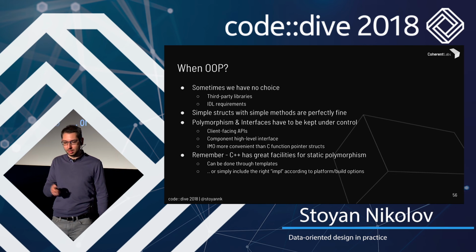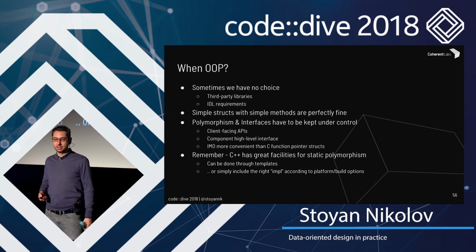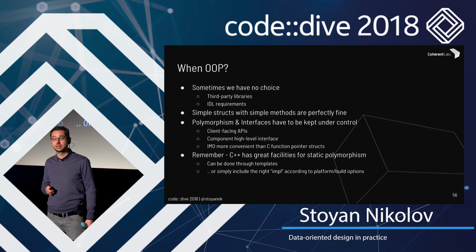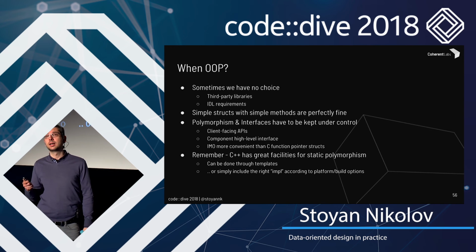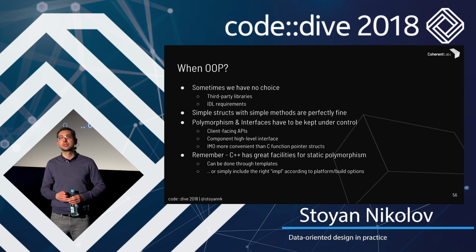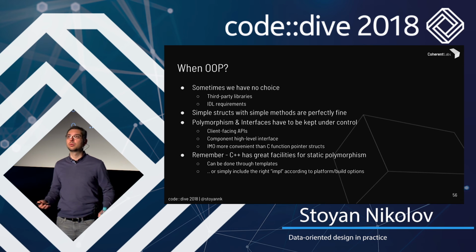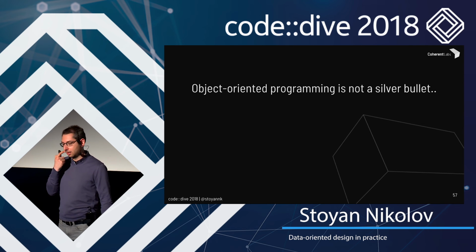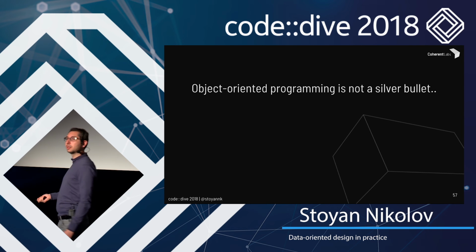So C++ has great facilities for static polymorphism, so use that. Of course, make sure you don't explode your build times. It can be done. You can hide the implementations in files and so on. You don't have to have those templates spill out to all your code base. Be careful with that.